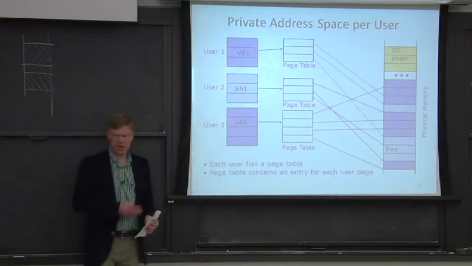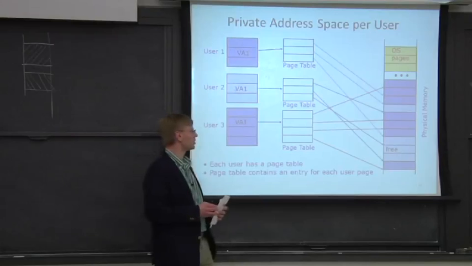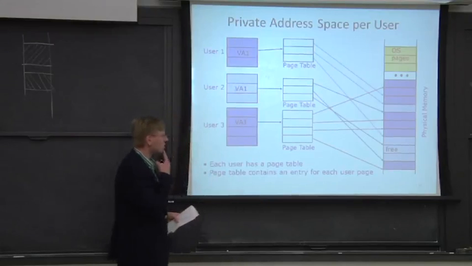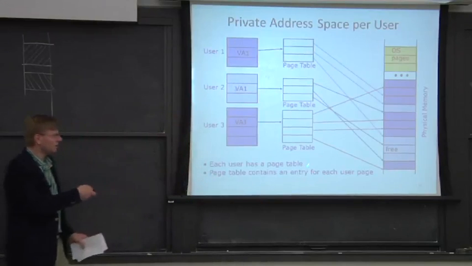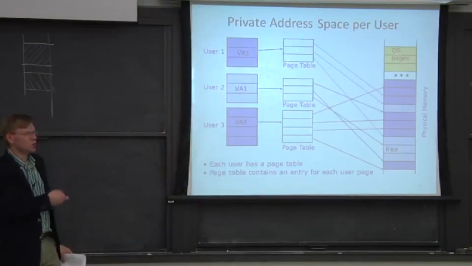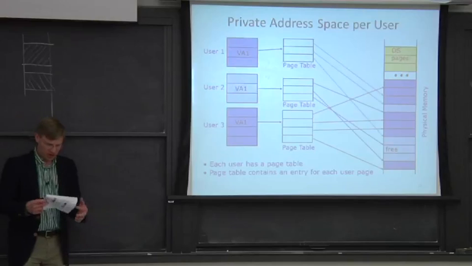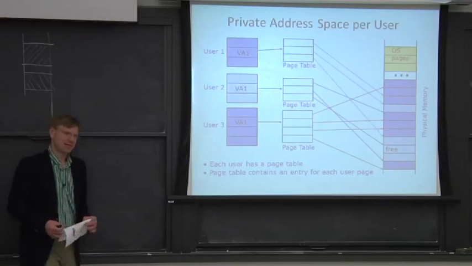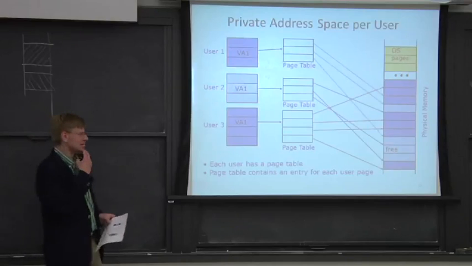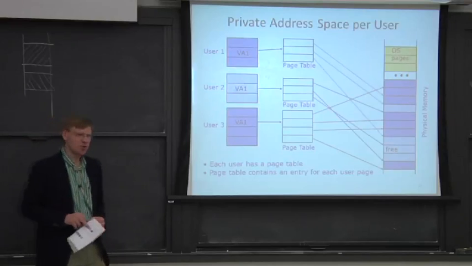OK, so here we have private address spaces per user. Something we have not addressed yet is, where do we store this stuff? And how big are these page tables? Well, they can get pretty big.